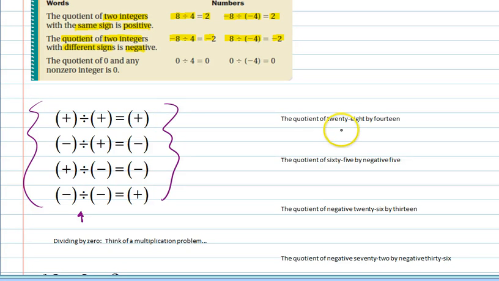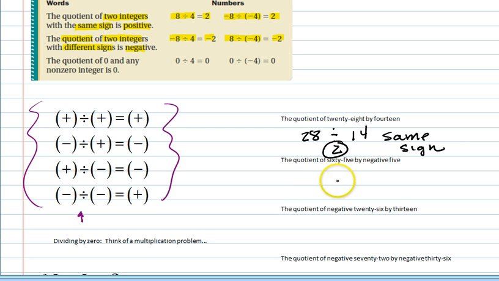Let's do a couple of examples. The quotient of 28 by 14, right? I'm talking about the operation being division, and I have 28 by 14. So 28 divided by 14 is 2. To choose my sign, I look, they have the same sign, so I'm going to leave it positive.